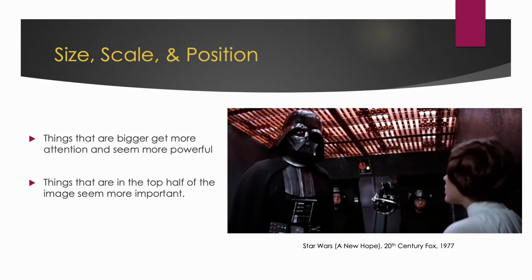So here you can see in this example, it's a shot from, I'm not sure which Star Wars movie, honestly. But obviously it's Darth Vader and Princess Leia, and Darth Vader is looming over her. He's much bigger, even though he's further away. He's also in that upper half of the screen, so you can tell that he is dominating in this scene.